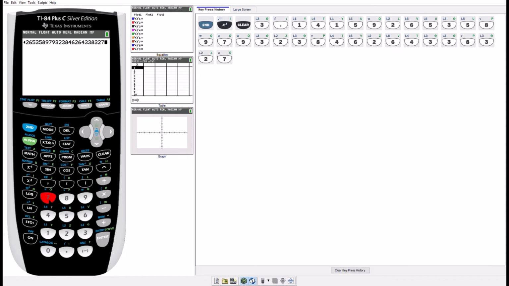3.14159326538979323846238327. That's as much pi as I know. But that would be a lot of writing, wouldn't it? You might know pi is 3.14. 3.14 is a round and short version.